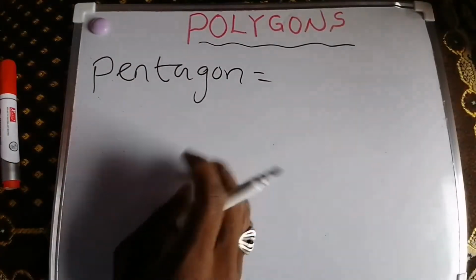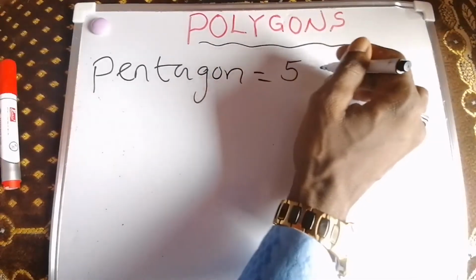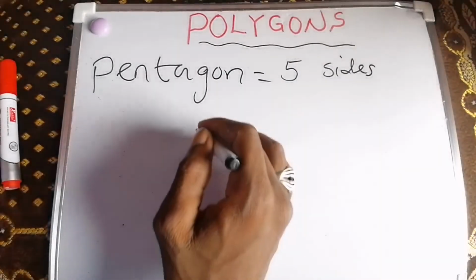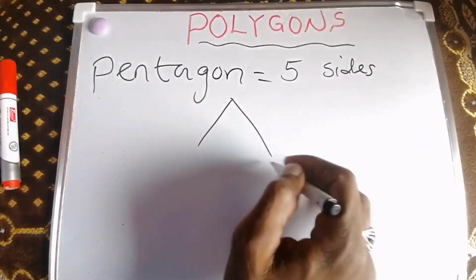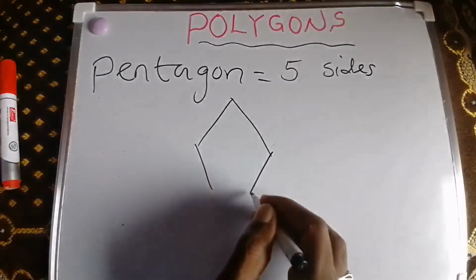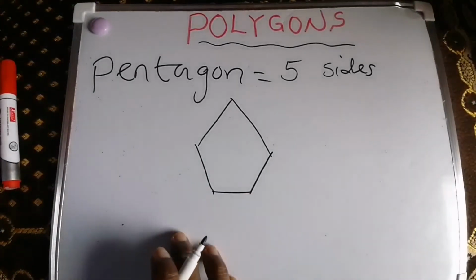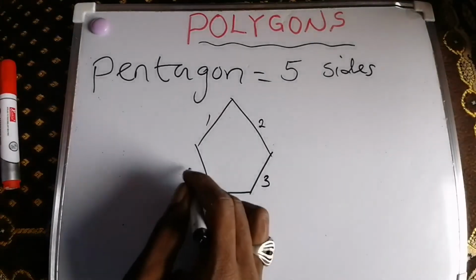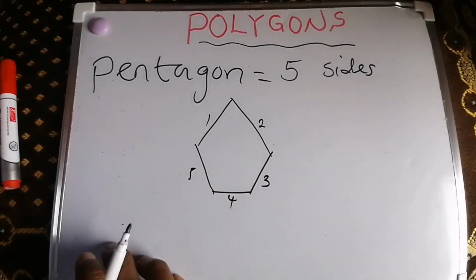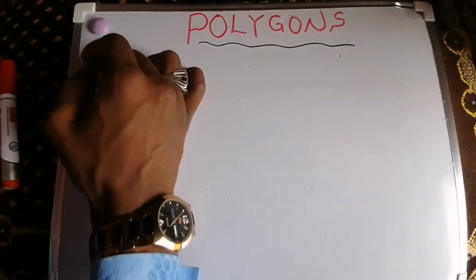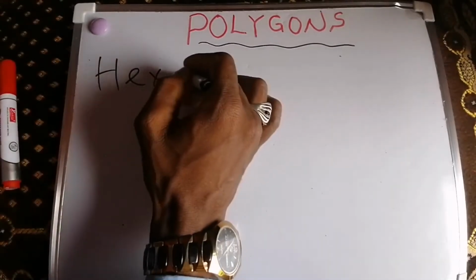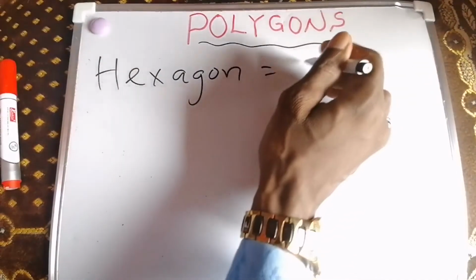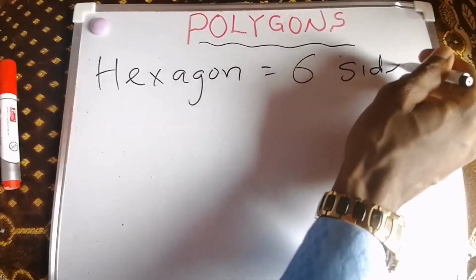So pentagon has five sides. So this is pentagon. 1, 2, 3, 4, 5. It has 5. So the next one is hexagon. So hexagon has 6 sides.